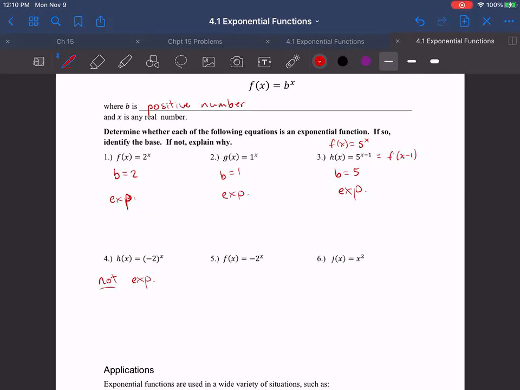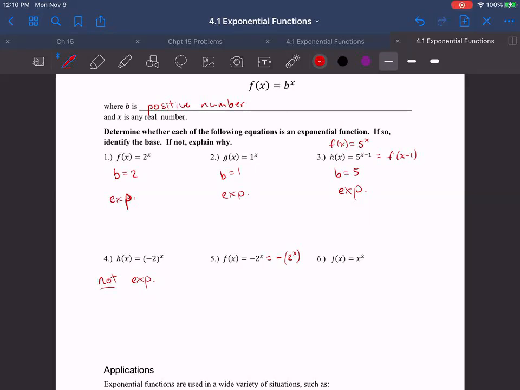Number 5, this one actually is going to be exponential. So you need to pay very close attention to the difference between 4 and 5. I can actually write number 5 this way. It's the negative of 2 to the x, like that. And so that's actually just going to be a vertical flip with that negative sign out in front. So it's not going to change the shape of our graph. It's going to be like a 2 to the x graph, just flipped over vertically over the x-axis.